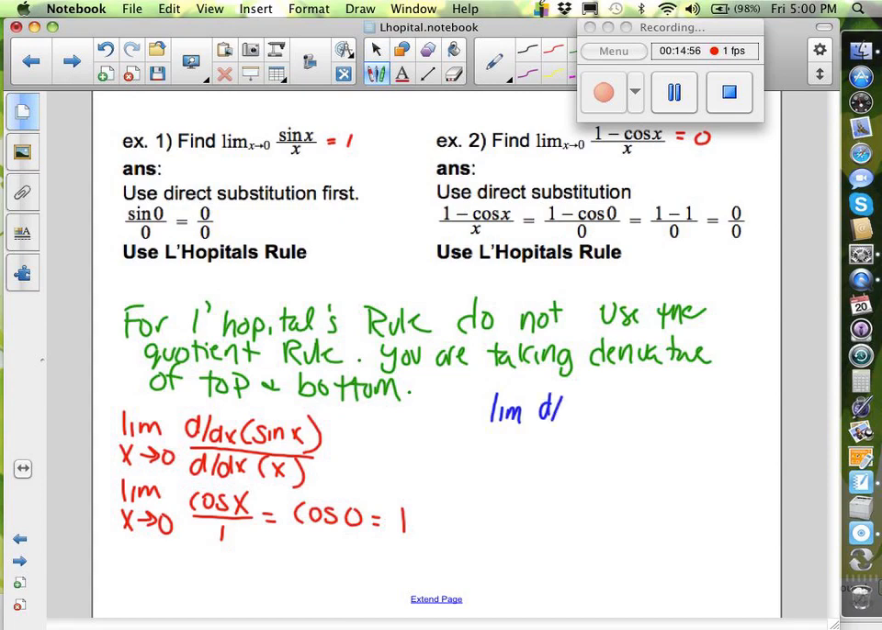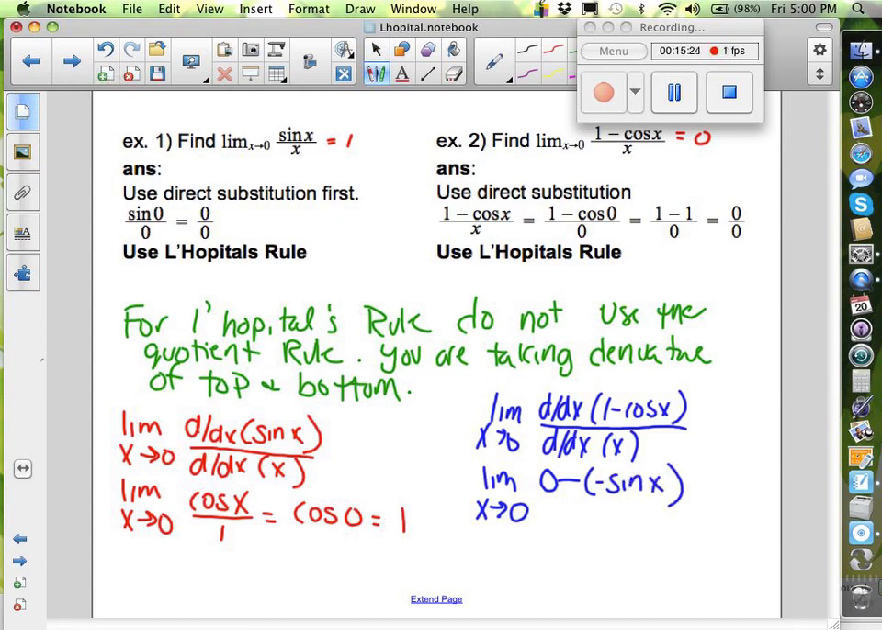And if we look at the second one here, we've got the limit as x approaches 0. We're going to take the derivative of 1 minus cosine x and the derivative of x. The derivative of 1 is 0 minus the derivative of cosine x, which is negative sine x. And the derivative of x is just 1. So this is really just positive sine x. And so if we have sine of 0, that is indeed 0. Same as I wrote up there. So now you know why, using L'Hopital's rule, the limit of sine x over x is 1, and the limit as x approaches 0 of 1 minus cosine x over x is 0.